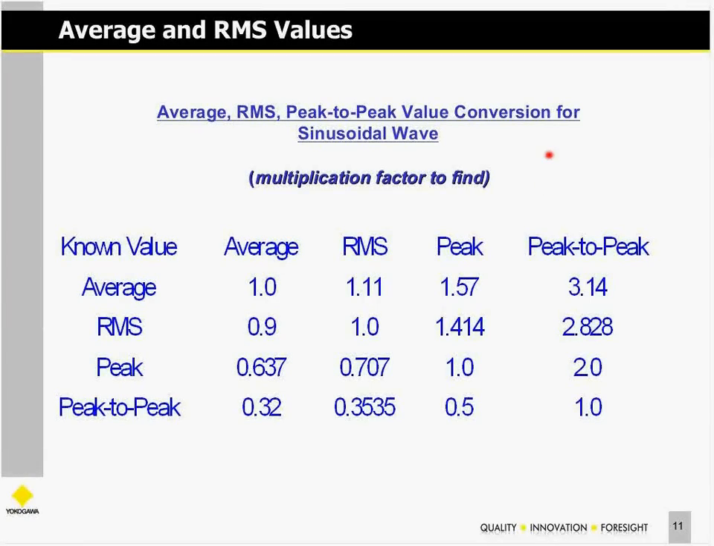Some relations that I'd like for you to review have to do with a sine wave and what the average and the RMS and peak-to-peak values are. If we know what the RMS value is, say we look at the voltmeter at the voltage from our wall outlet reading like 120 volts, on a sine wave we'll know the peak is the square root of 2, or 1.414, times that.